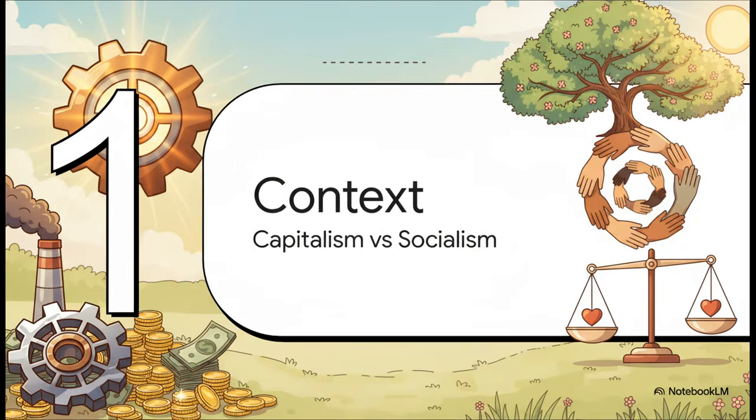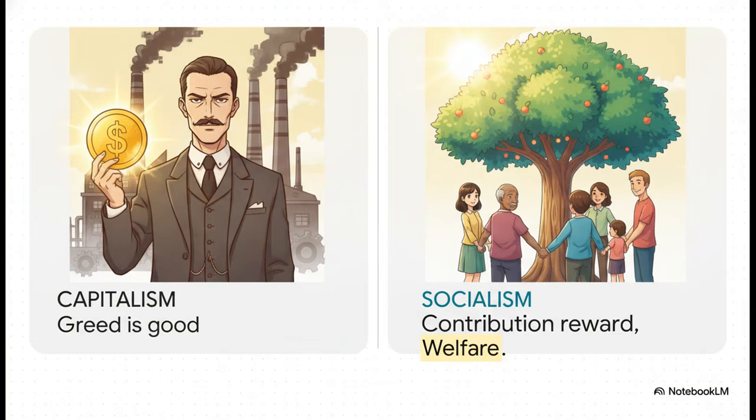Section 1. Context, capitalism versus socialism. Okay, to get those top marks, we first need to objectively unpack the political landscape J.B. Priestley uses as the very foundation of his play. You simply cannot write a grade 9 essay without discussing these two opposing ideologies.